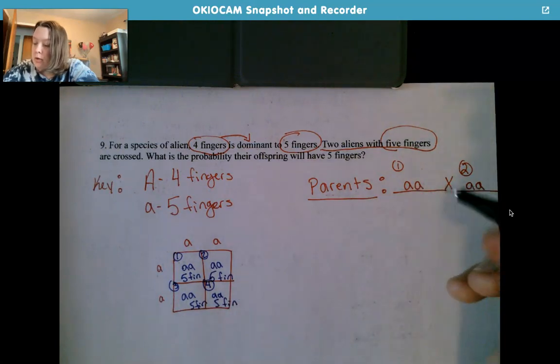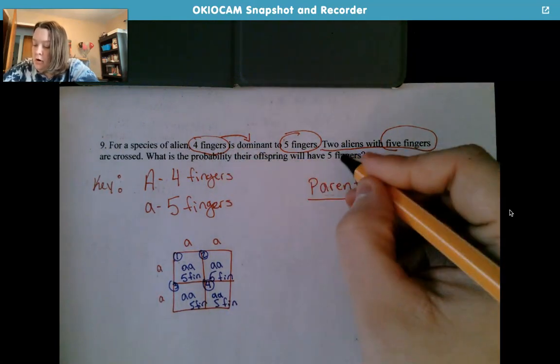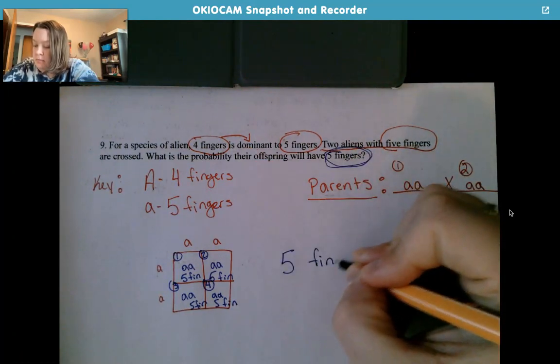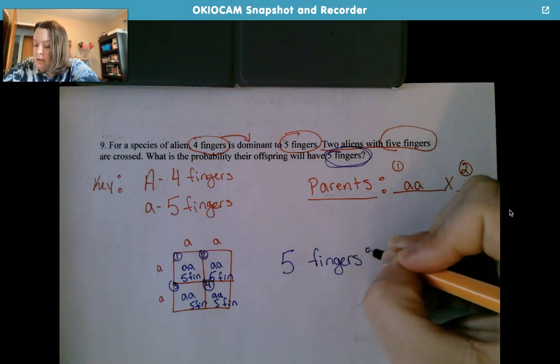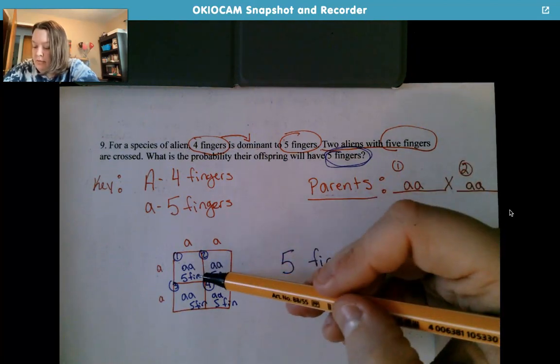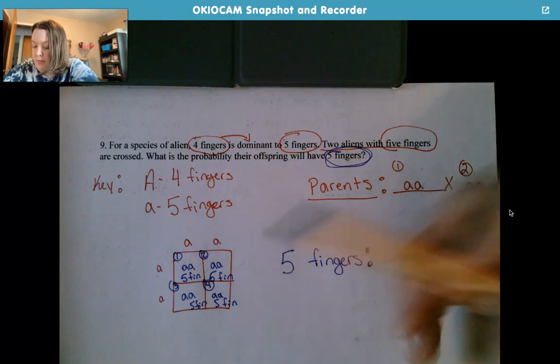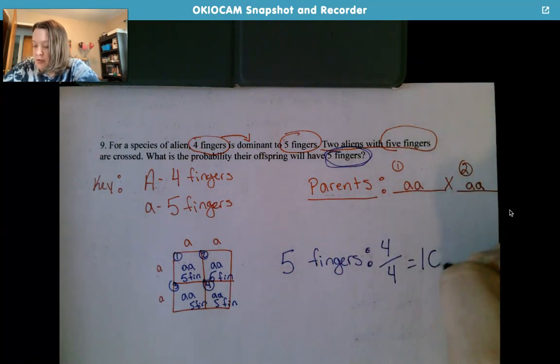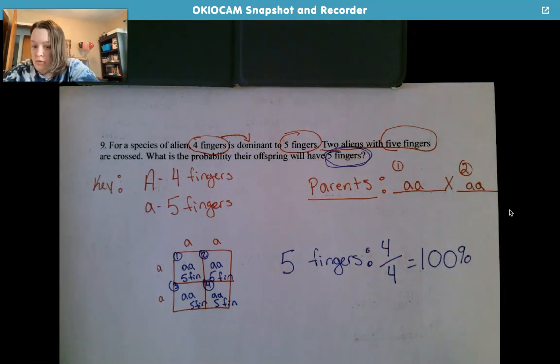Now I solve my problem. What's the probability of their offspring having 5 fingers? So, 5 fingers. I count them up. How many offspring had 5 fingers? 1, 2, 3, 4. 4 out of the possible 4, that is 100%. 100% chance their offspring will have 5 fingers.